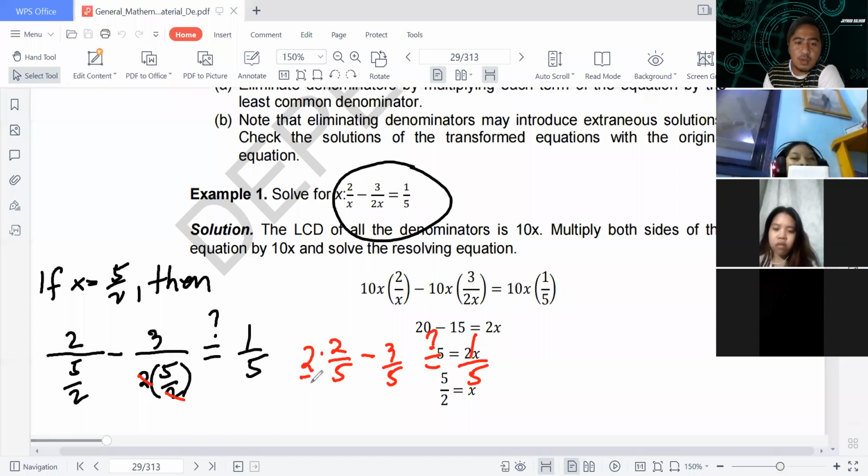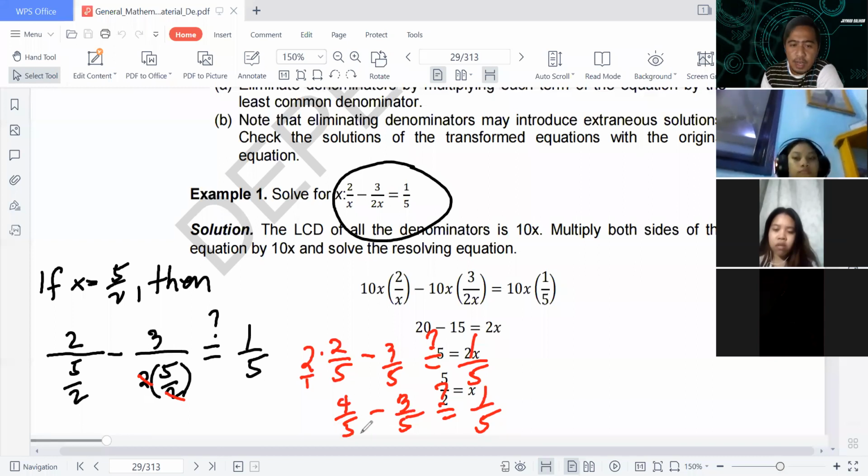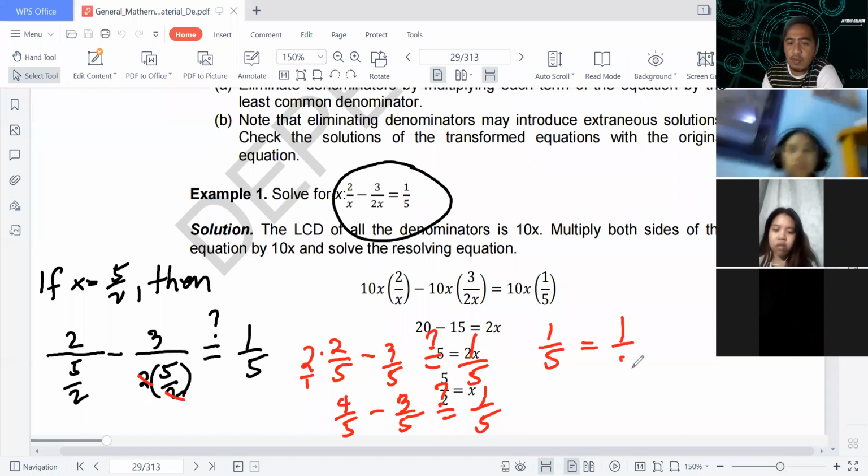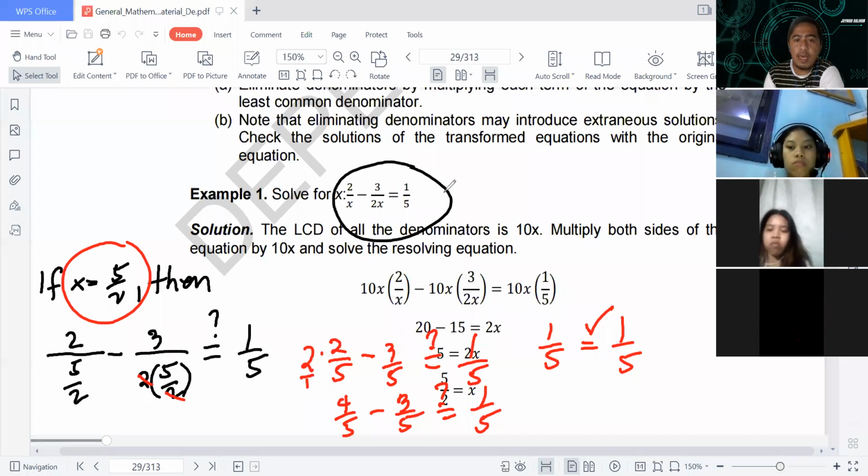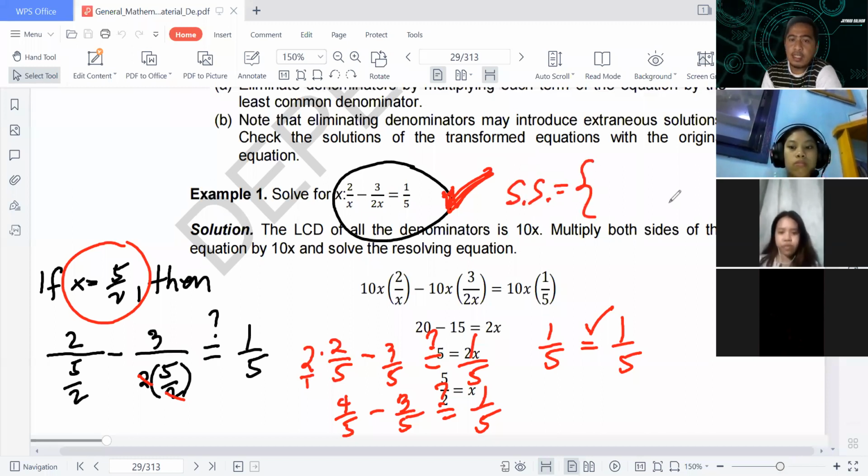It becomes now 2 over 1, so 2 times 2 is 4, and 1 times 5 is 5. Minus 3 over 5, is it equal to 1 over 5? They have the same denominator: 4 minus 3, so it becomes 1 over 5 is equal to 1 over 5, and we see that they are identical. So in this case, we can say that this value makes this equation true. By that, we can be sure that our solution set is the set containing the number 5 halves.